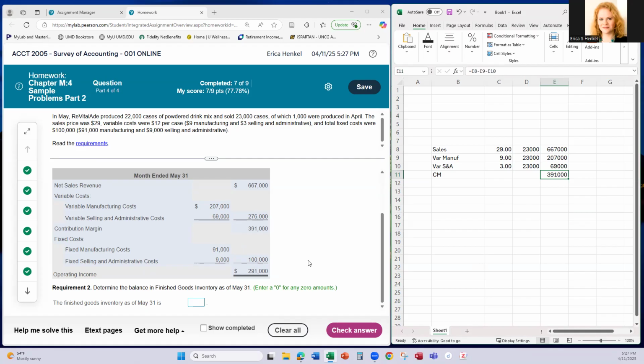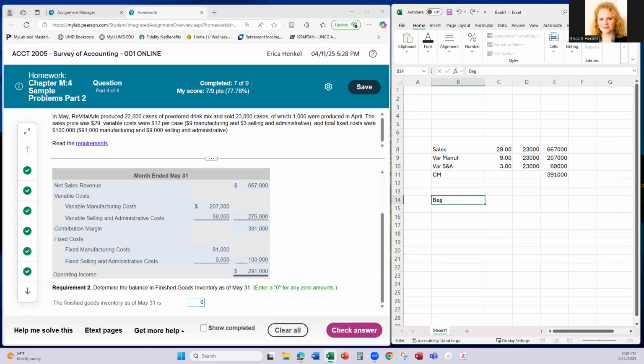Now, we produced during the period 22,000 cases of powdered drink mix, and we sold 23,000 cases, of which 1,000 were produced in April. So we had 1,000 coming into May, and we produced 22,000 cases more, which means we had a total of 23,000 cases. If we sold 23,000 cases, that leaves us with 0 cases, right?